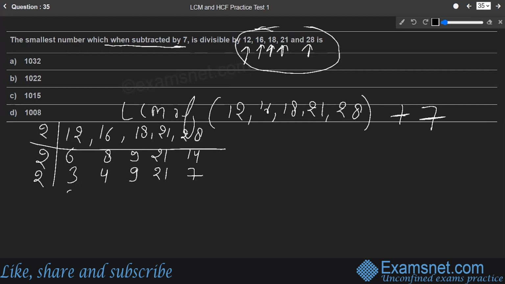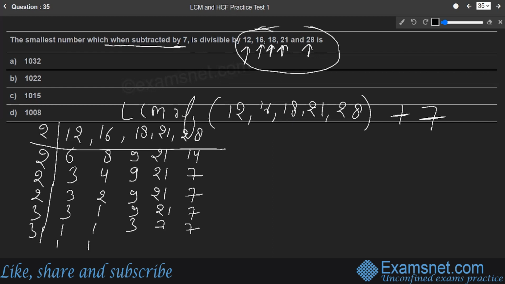Again divided by 2: 2, 3, 2, 2, 2, 9, 2, 21, 7. Again divided by 2. So we can cut down the numbers 3, 1, 9, 21 and 7. Let us divide it by 3 now. So if we divide by 3, it becomes 1, 1, 3, 3, 9, 3, 7, and 7. Again, divide by 3, it becomes 1, 1, 3, 1, 1, 1, 7, and 7.